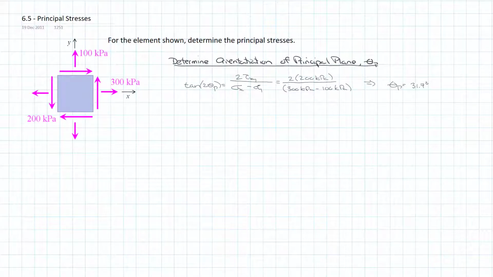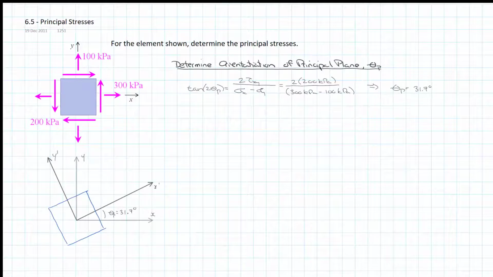Just to keep that reinforced in our mind, I'm going to draw the element where the principal stresses are going to occur, with that orientation of 31.7 degrees. So there we go. I've drawn out the element in the orientation of theta p. I've labeled it with theta p, drawn in my new axes x prime, y prime, as before. What I need to do now is calculate our principal stresses.